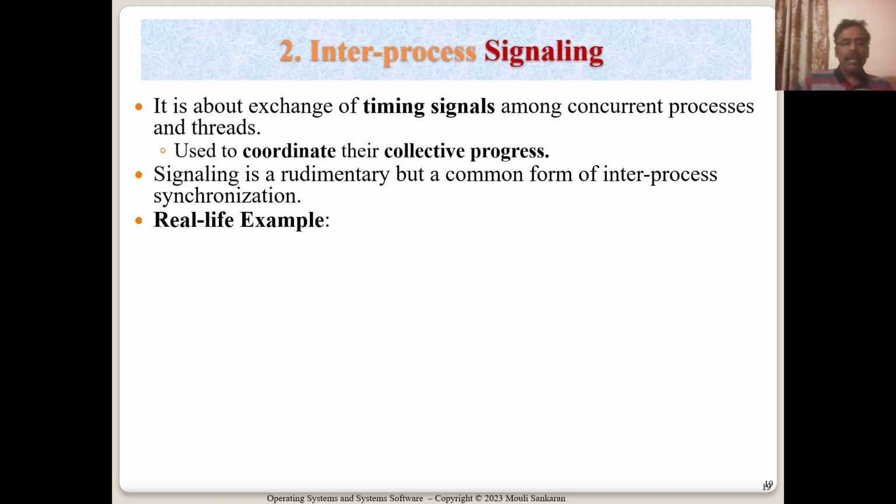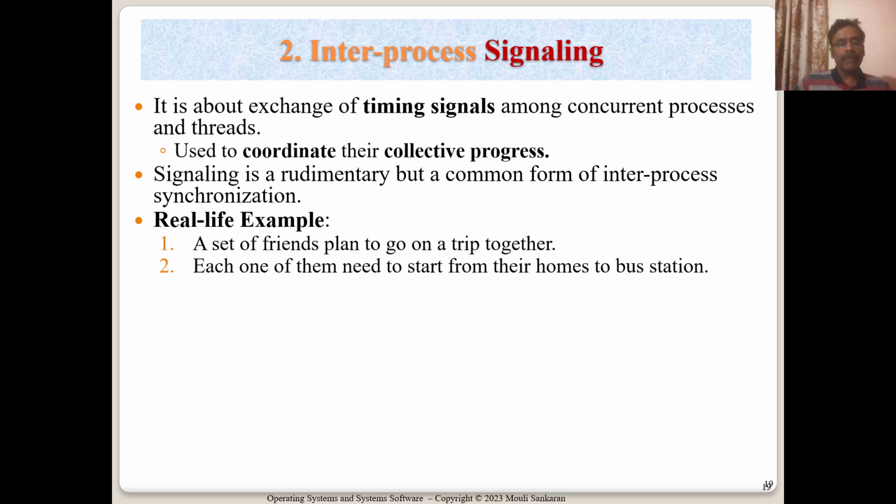A real-life example is a set of friends planning to go on a trip. Suppose they are all coming to a bus stand and then they need to get into a bus. Unless everybody reaches the bus stand, nobody should get into the bus. So every friend coming from their individual houses and reaching the bus station should communicate to the people at the bus stand, to make sure that they all get into the bus only when all of them have reached.